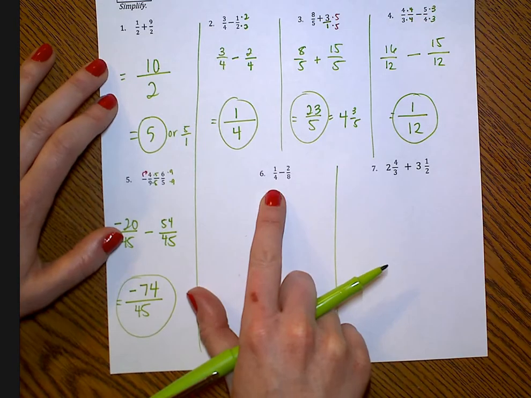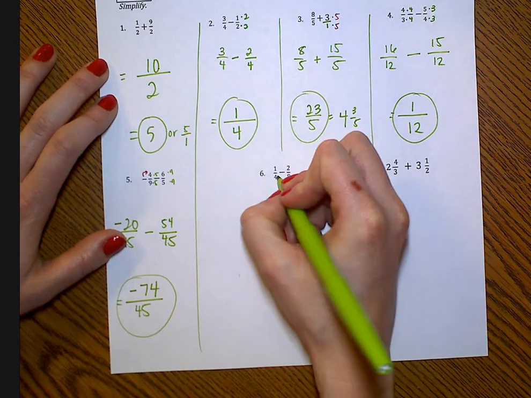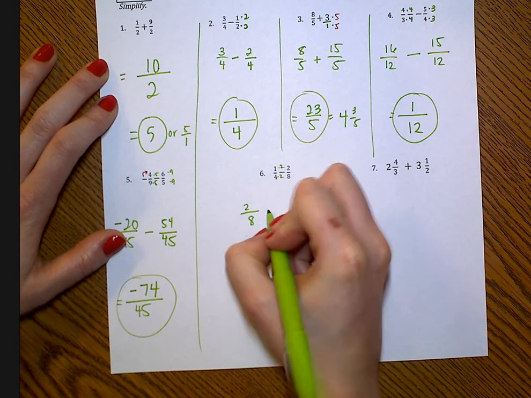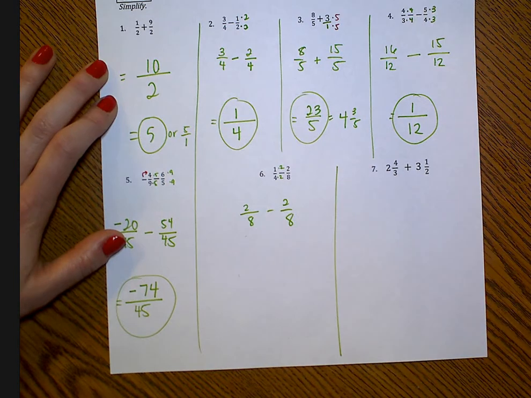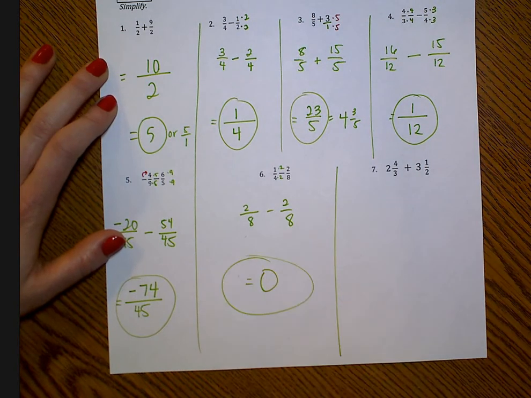All right, number 6 here. Ooh, I don't have to change both. I can just multiply the first fraction by 2, and it'll become 2 over 8 minus 2 over 8. Same fraction minus the same fraction. Don't overthink it. That's just 0.